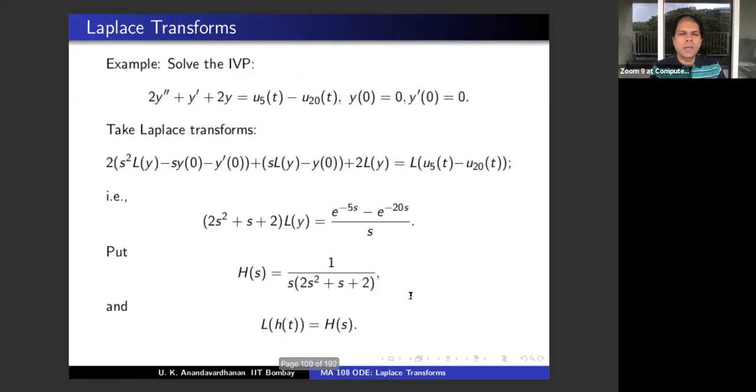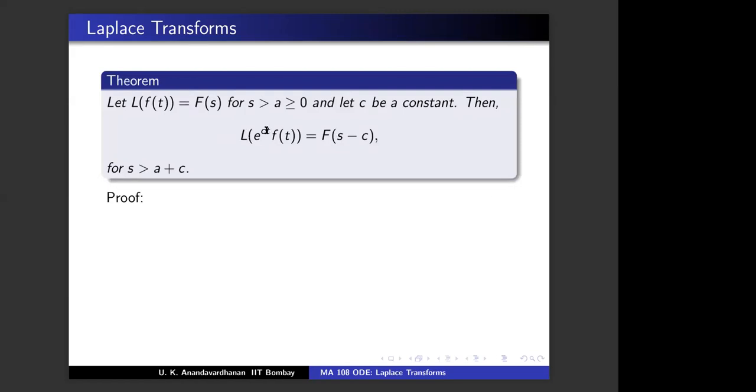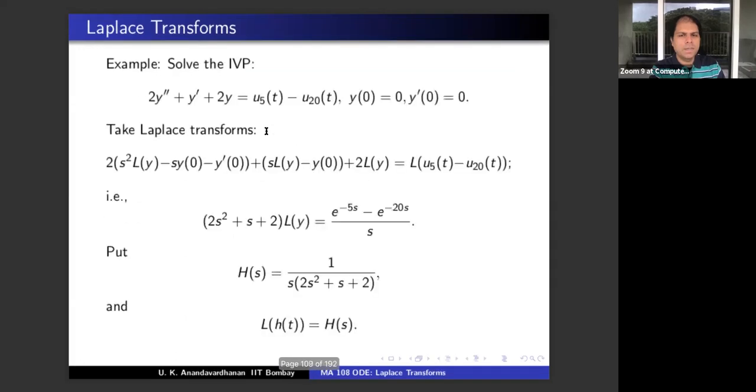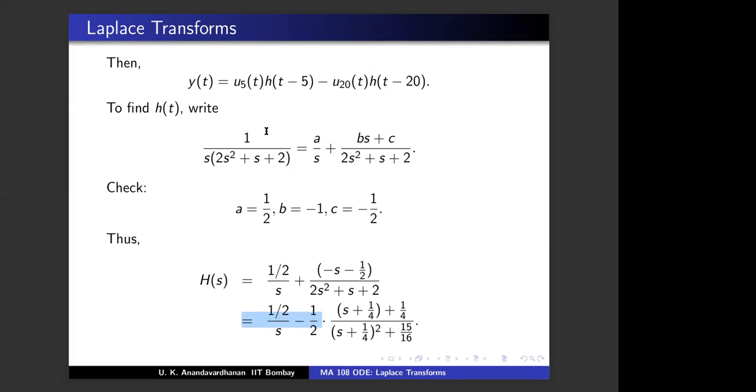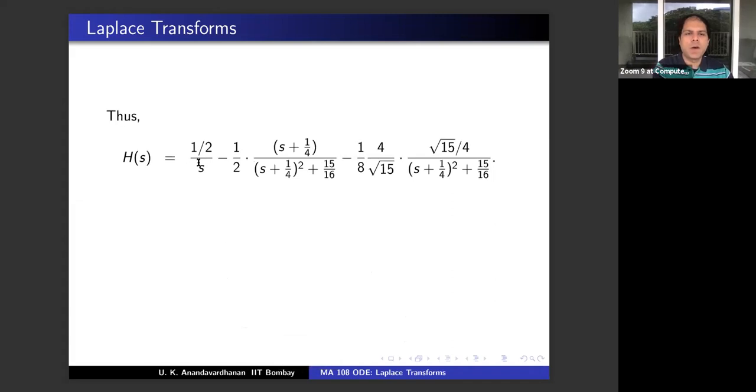And which theorem are you applying here? Are you applying this? Yes, sir. Yes. So you have to multiply by e power. What is your c here? Minus 1 by 4. Minus 1 by 4. And then you do this part, s plus 1 by 4 by this thing. So that is of the form s by s square plus a square. So the answer is cos at. And there also you apply the shift. So the answer is 1 by 2 by s minus 1 by 2. Yeah, this is what I have written.